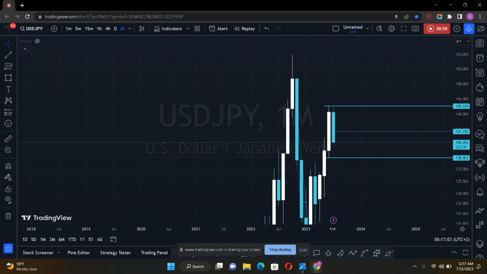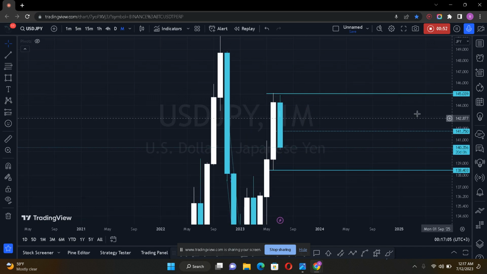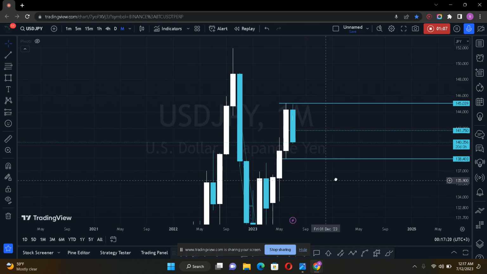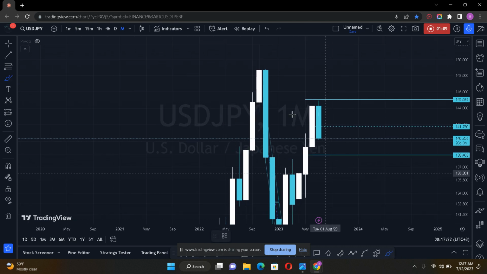So I always start by marking out levels of the previous month as well as levels of the previous week, the immediate previous week. And this is for context. I'd like to know, compared to the previous month, where are we standing at the moment? So this white candle is the previous month's candle, and this is previous month's low, previous month's high, and this dotted line is the mid-range for the previous month.